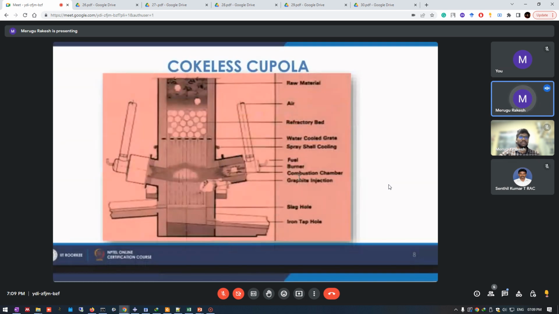Then we got this cokeless cupola furnace, in which we replace these alternate layers with a refractory bed. If you see these big white circles, that is the layer of this. Instead of keeping this limestone and coke, we just keep a refractory bed. Then we keep the charge on the top and we heat it from the bottom, so that at the end, from the left we get slag and from the right we get the iron.